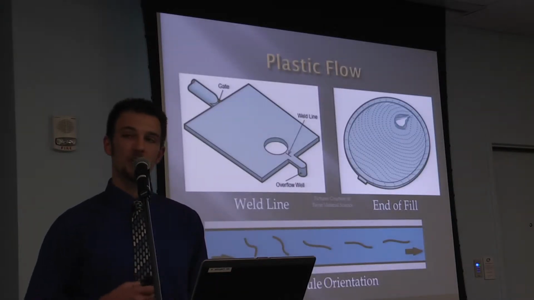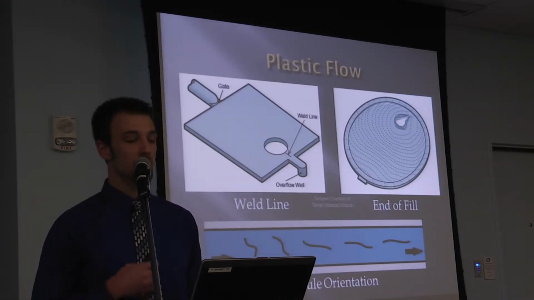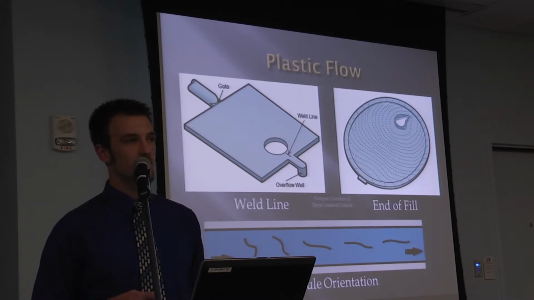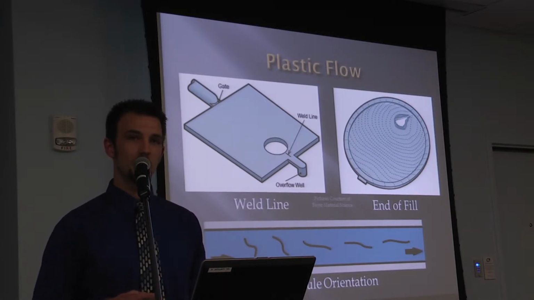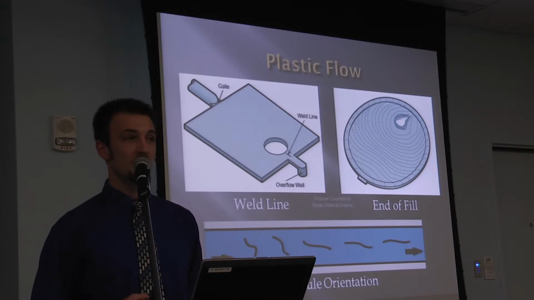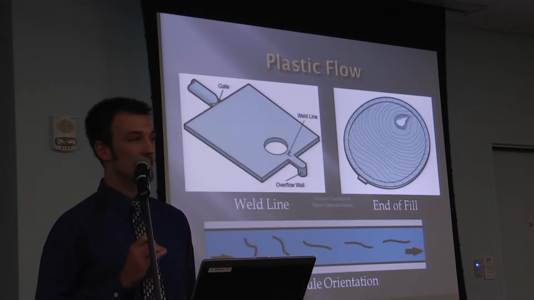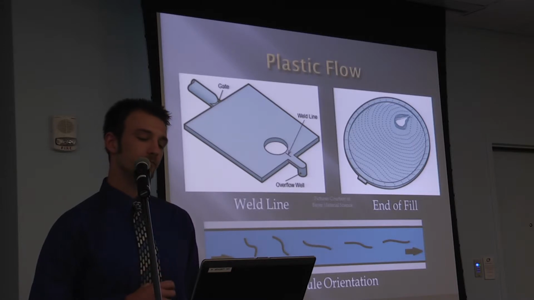As plastic flows, it creates fronts, and where these 2 fronts meet is called a weld line. In plating applications, visual appearance is a high priority, and these weld lines can be the difference between an acceptable part that meets standards and one that does not. Along with that, this can be a weak point within the part.